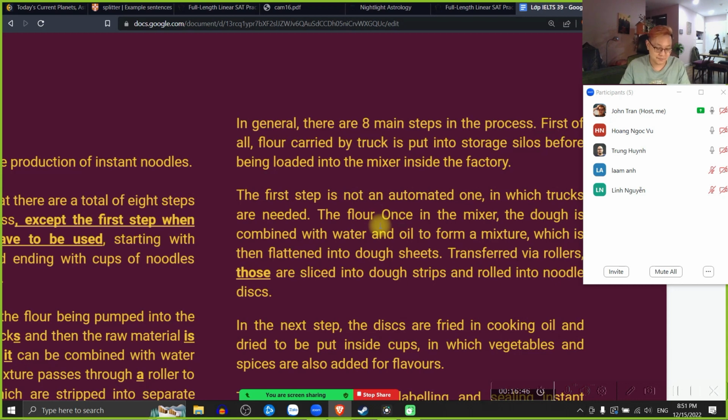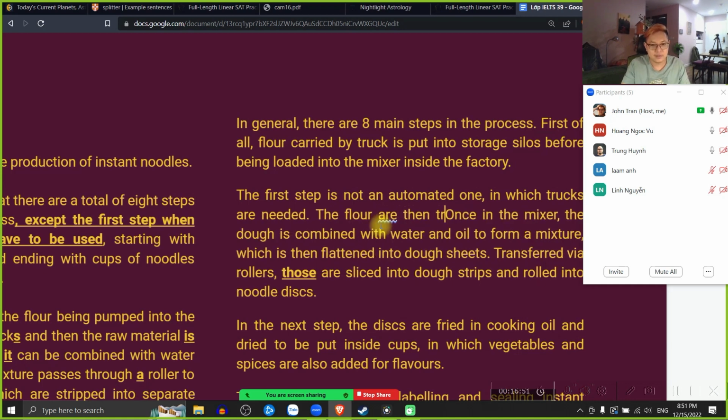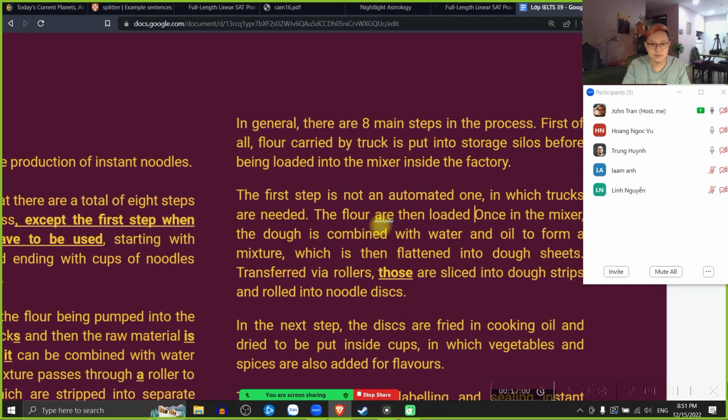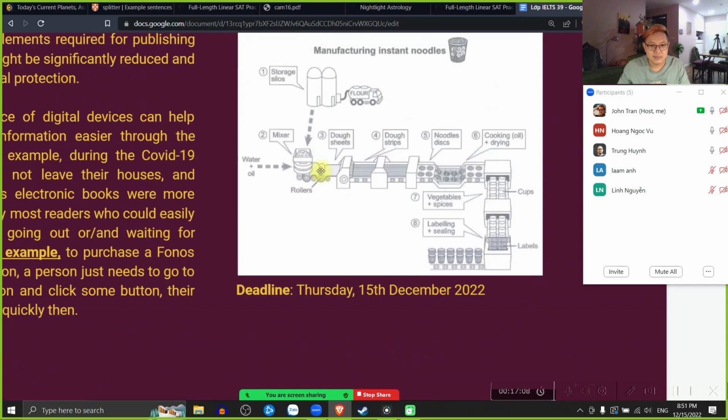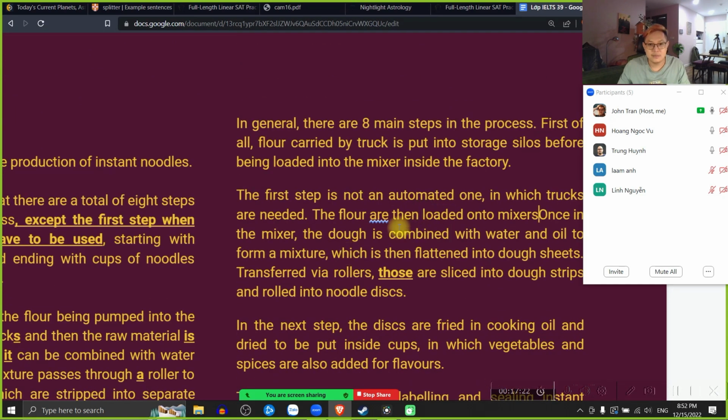The flour is then transferred to, or rather loaded onto mixers. But from this step you don't know how they load it in, right? Is it by human, or by machine? We don't know exactly. And then loaded flour is then loaded onto mixers.